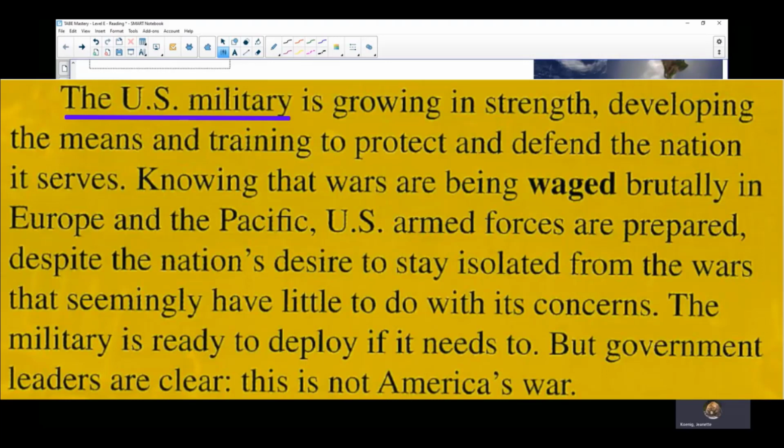The U.S. military is growing in strength, developing the means and training to protect and defend the nation it serves. Knowing that wars are being waged brutally in Europe and the Pacific, U.S. armed forces are prepared despite the nation's desire to stay isolated from the wars that seemingly have little to do with its concerns. The military is ready to deploy if it needs to, but government leaders are clear. This is not America's war.